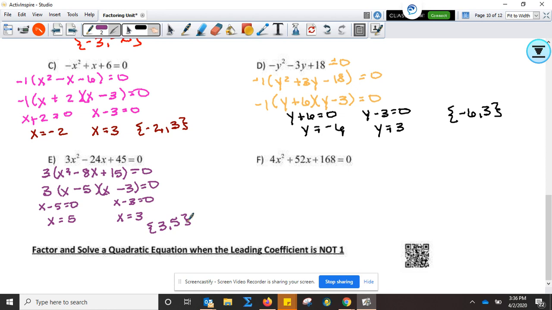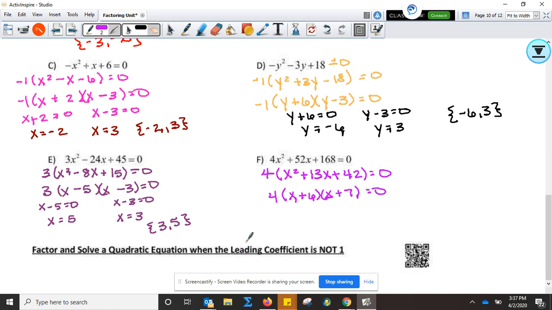I'm going to GCF a 4. My greatest common factor would be a 4. I have 4, x squared plus 13x plus 42 equals 0. All right. What multiplies to give us 42 and adds up to give us 13? The signs are going to be the same. They're both going to be positive. X plus 6, x plus 7 equals 0.